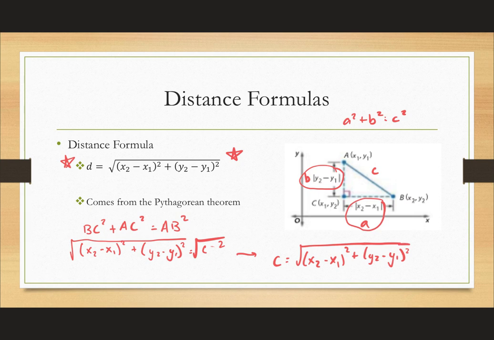So this random equation with all these weird square roots and squares isn't so random after all. It comes from the Pythagorean theorem. So if ever you forget, you can start at the Pythagorean theorem and work your way over.